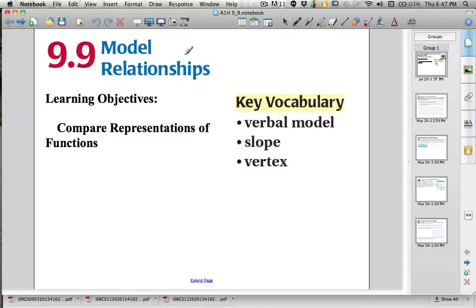In section 9.9, we're going to work with modeling relationships, and we're going to compare different representations of functions. The key vocabulary here is verbal model, which we've talked about all semester long, slope, which you know is related to linear functions, and also the vertex, which is related to quadratic functions, as these can be really important parts of understanding basically word problems.